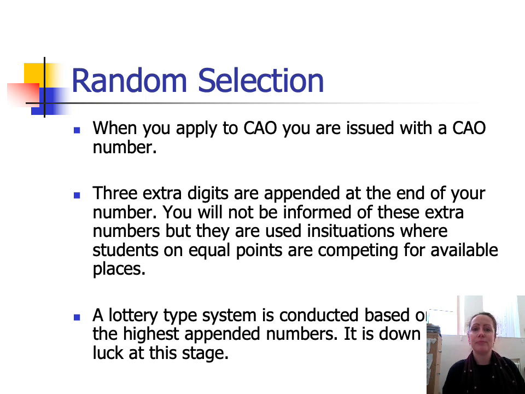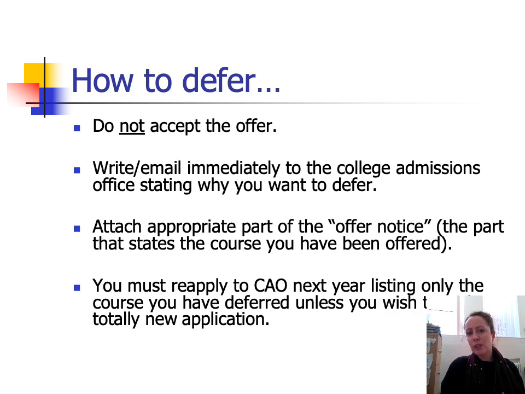So if you want to defer, what do you do? You do not accept the offer. You email or write immediately to the college admissions office stating why you want to defer, attach the appropriate part of the offer notice, and then you reapply next year listing only the course that you have deferred, and they basically have kept that place for you for the year after.